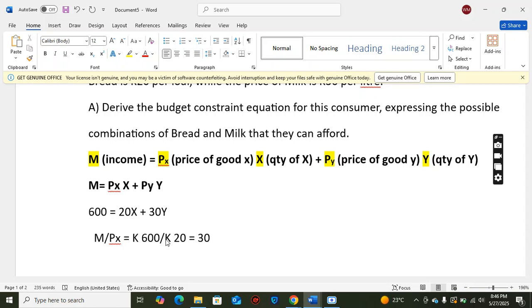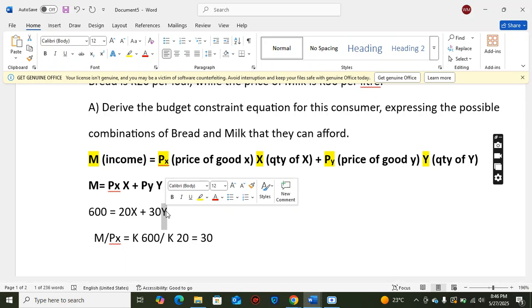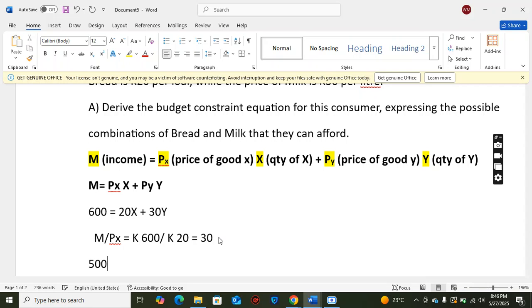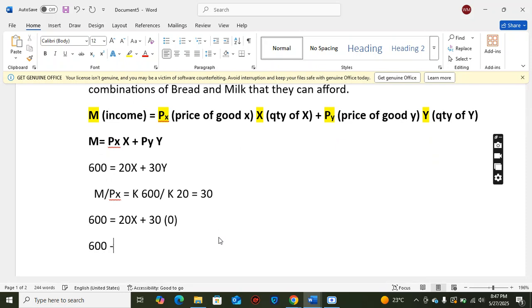The other way you can do it, since you are buying bread alone, it means you're not buying any milk. So you equate Y to zero, since you're buying 0 liters of milk. And when you equate y to 0, it becomes 600 equals 20x plus 30 times 0. 30 times 0 is 0. So 600 equals 20x.